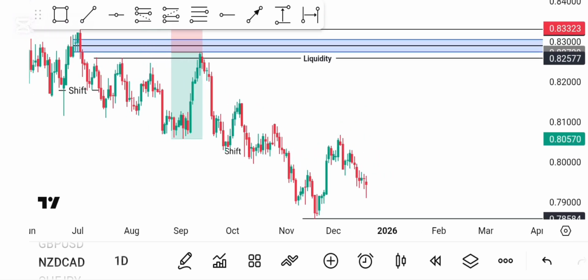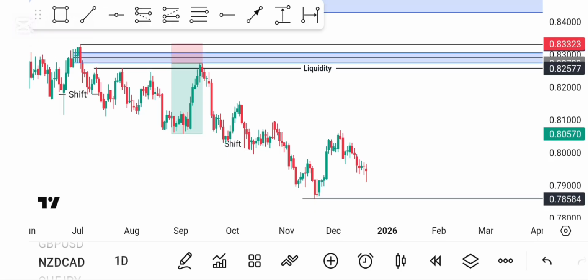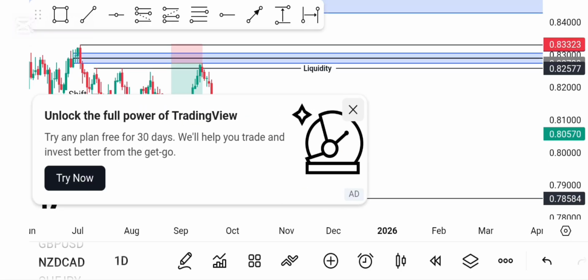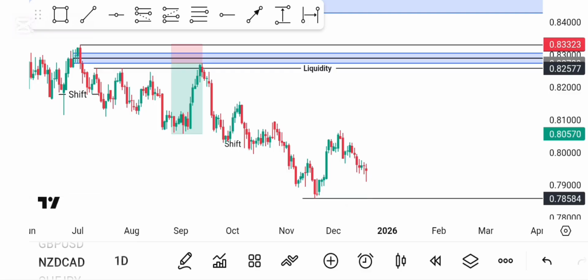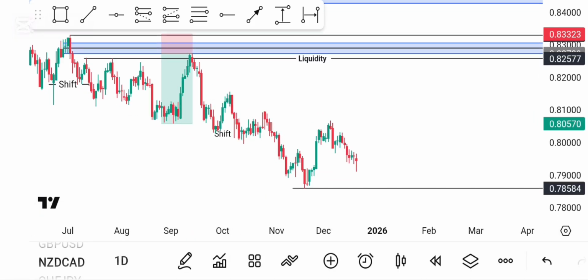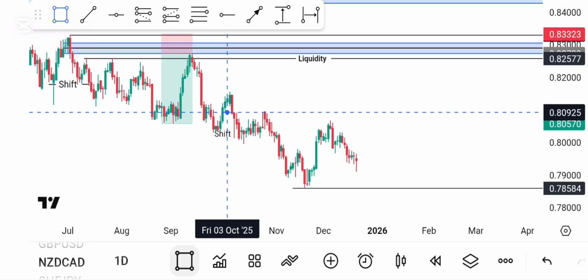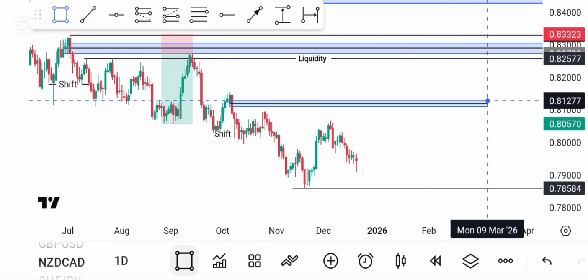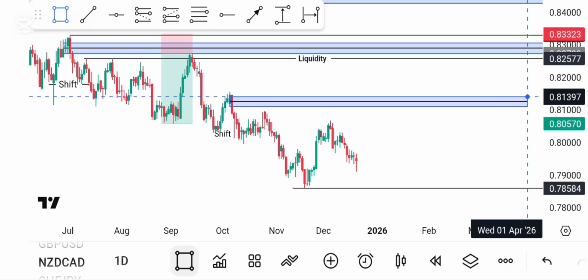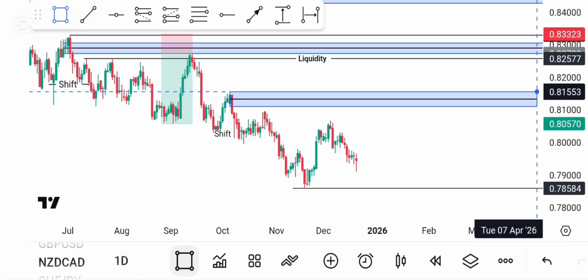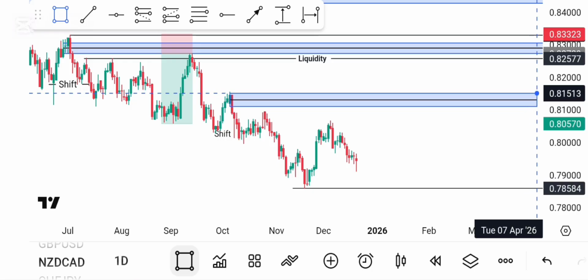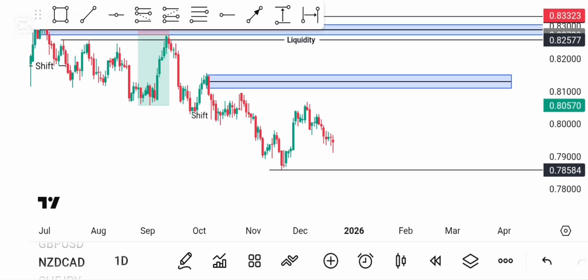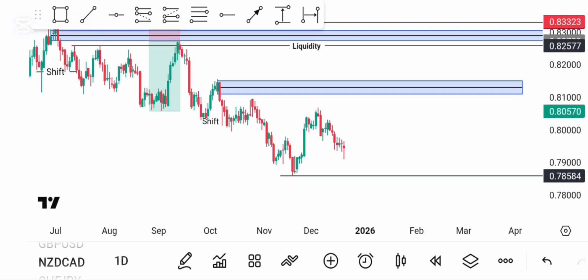Whenever a pair is bearish, what we're gonna do is look for a sell opportunity. So first of all, what I'm seeing here is this order block. This is the order block I'm seeing here. You're gonna mark the order block to your right hand side. Once you see an order block, make sure the order block is unmitigated. Then the next thing you're gonna do is look for a liquidity that is below the order block.